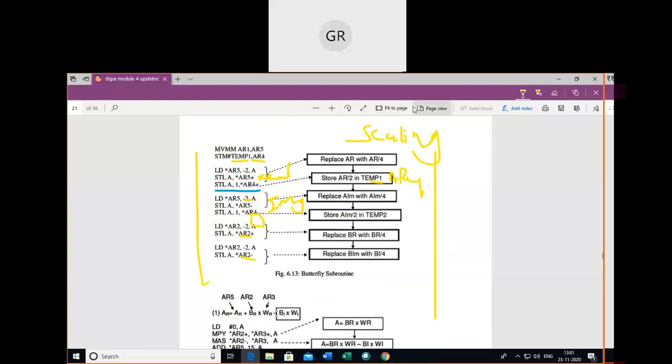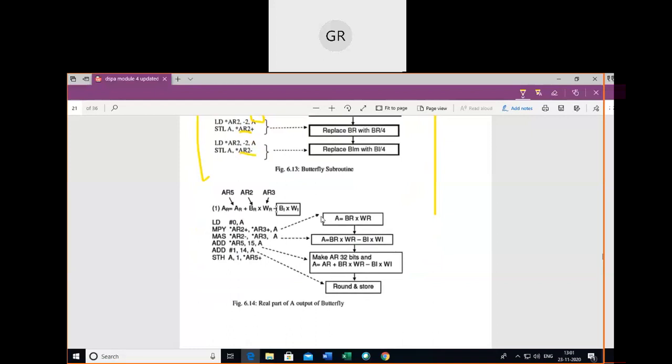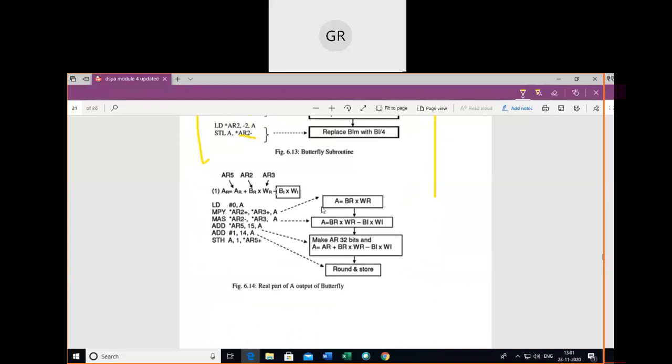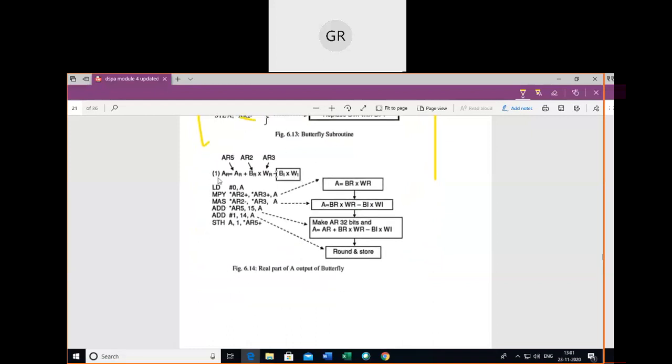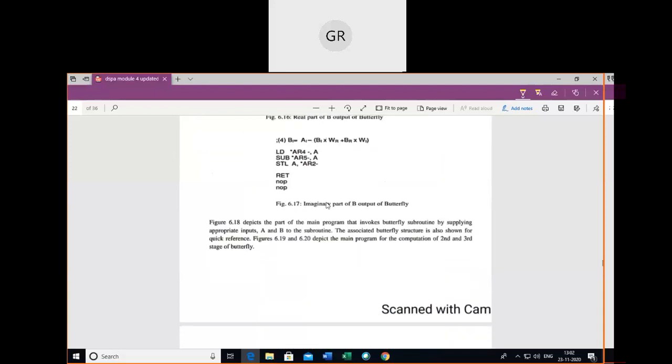This one is scaling. Okay. Next here, consider the butterfly equations. How many equations? Total 4 equations, right? AR dash equal to AR plus BR into WR minus BI WI. This is one equation. Okay. This is second equation, third equation, and fourth equation.